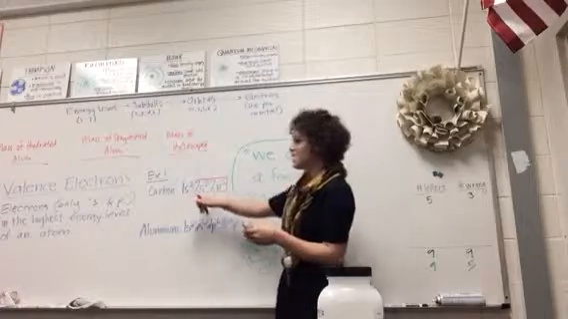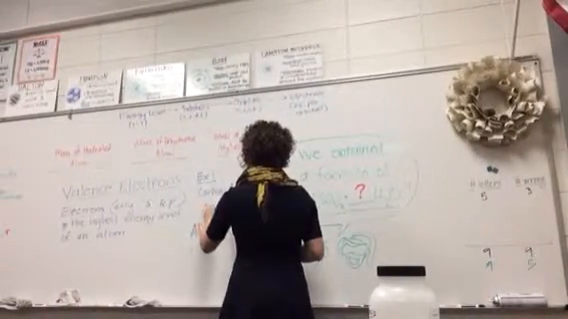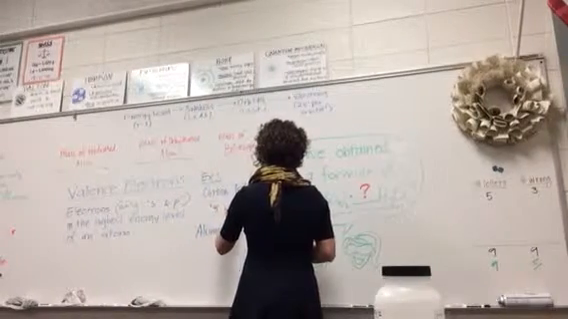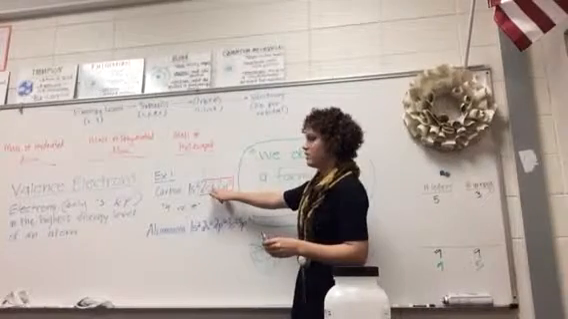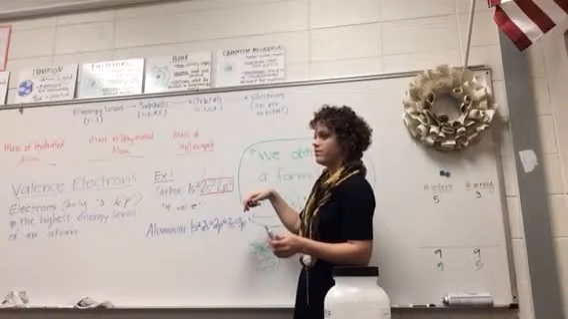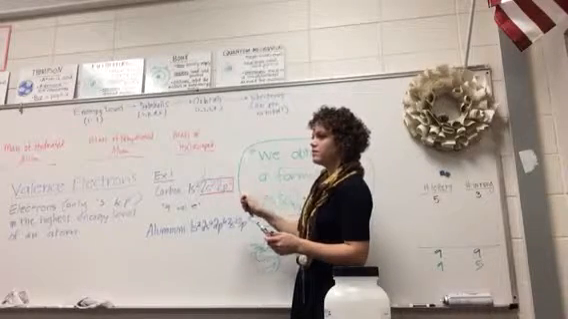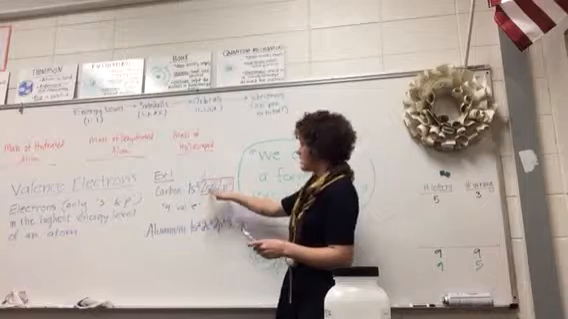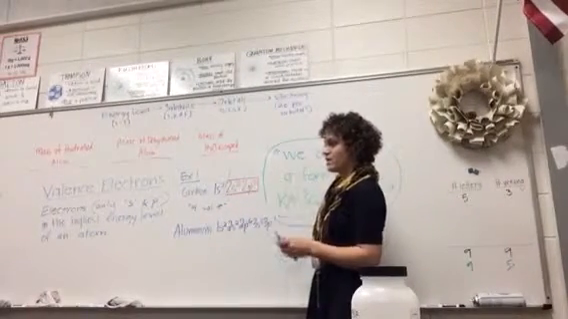So they're only the s and p. And so carbon would have 4, because 1, 2, 3, 4. Again, carbon has 4 because there's 2 here and 2 in that one. So 4 valence electrons.